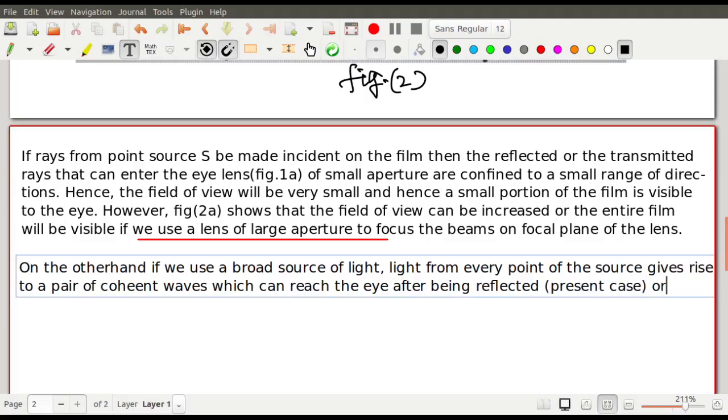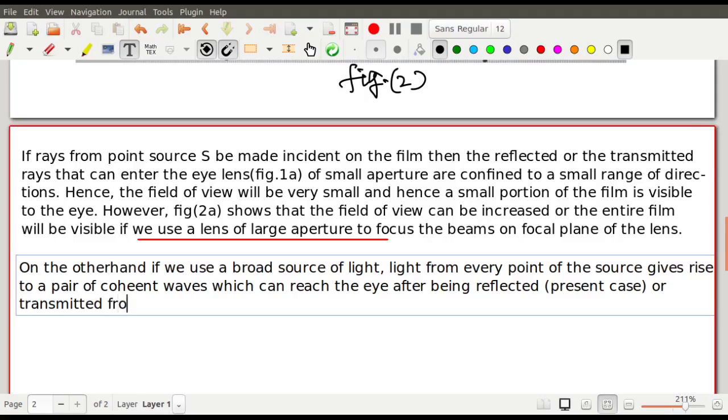After being reflected, there can be a transmitted beam of light also, and you know that the two fringe patterns are complementary. Central fringe is bright, central fringe is dark. I mentioned that, but the present case is only reflected, which can reach the eye after being reflected from different points of the film. Thus, the field of view becomes wide, and fringes can be seen over the entire film.